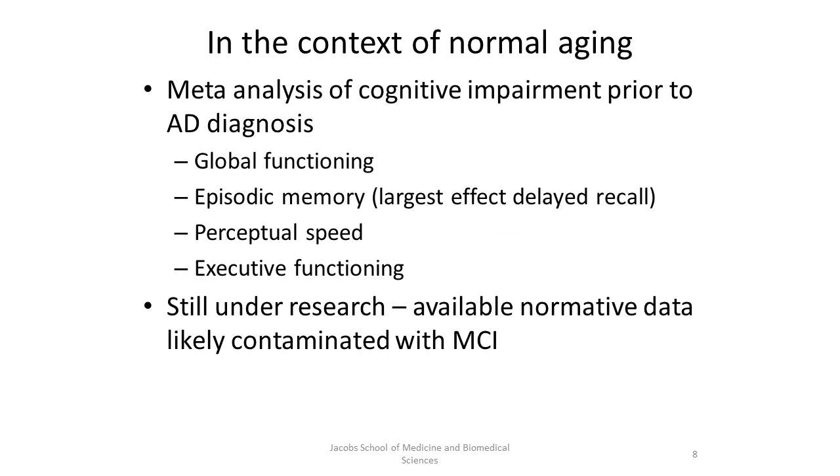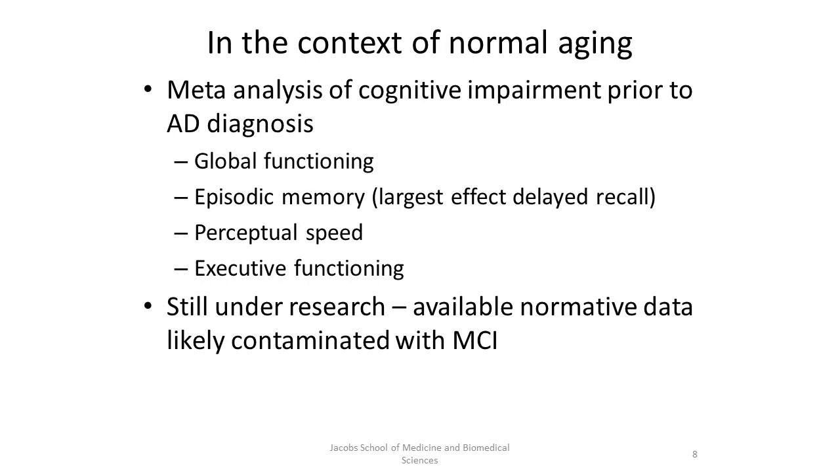So in the context of normal aging, what is going to help you to differentiate normal aging from Alzheimer's disease or amnestic MCI moving towards Alzheimer's disease? A meta-analysis of cognitive impairment prior to the diagnosis of Alzheimer's disease showed that there's a difference in global functioning, episodic memory, perceptual speed, and executive functioning in people who are going to develop Alzheimer's disease.